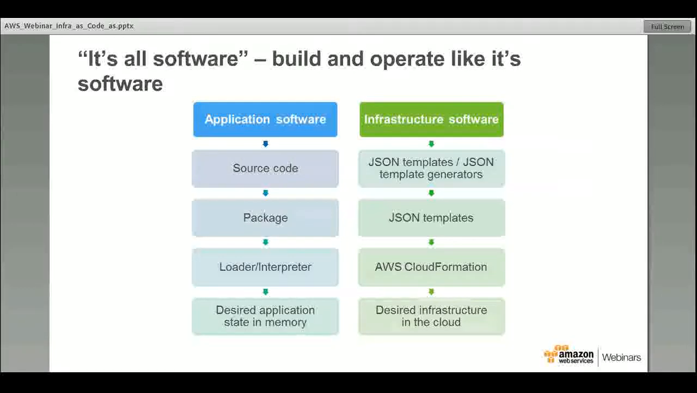If you take this analogy even further, if you think about application software, you write source code, you build and package that source code, and then there is some loader and interpreter that ultimately loads that application into the memory of the server that's running the application. And infrastructure as software is kind of similar. You have JSON templates that you either directly create by hand or use a script to generate. And then you pass those to the CloudFormation service, which is your loader or interpreter. It interprets the templates and creates the infrastructure that you want in the cloud.